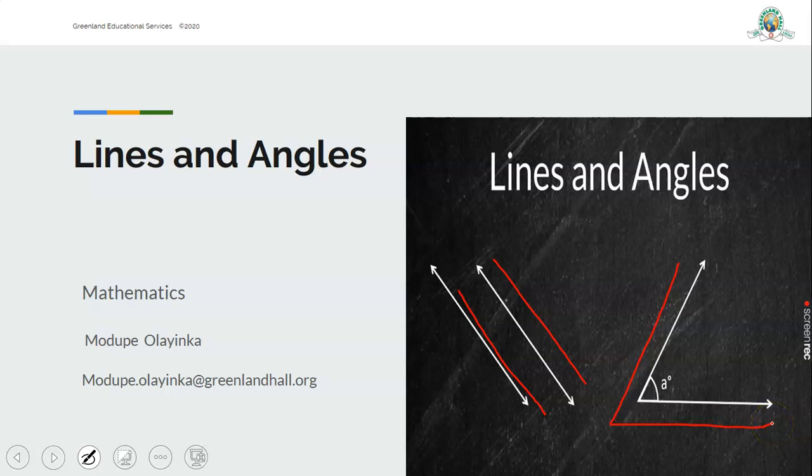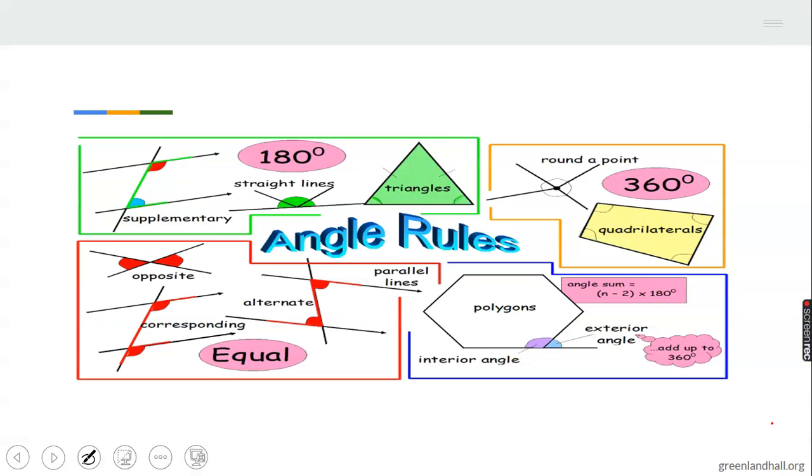Like I used to tell you in mathematics class, you should get your writing materials so that we can work together. I hope you're ready for me today because I'm fully ready for you. Okay, let's go to lines and angles. You can see some lines here. You can see some angles there as well. You can see supplementary, opposites, corresponding, alternative, parallel, and so on and so forth.